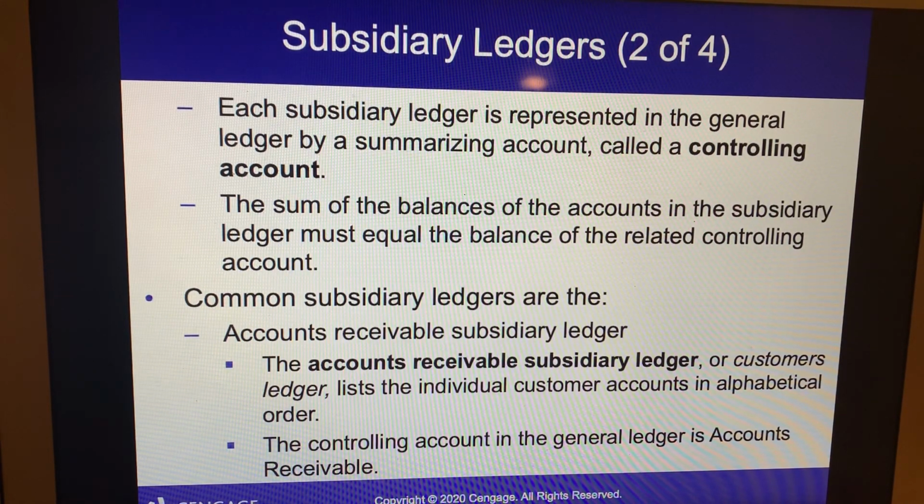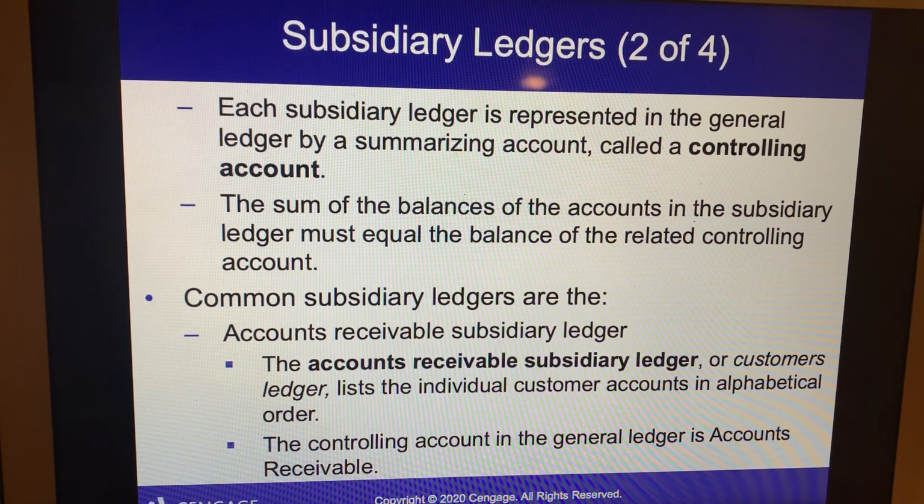Each subsidiary ledger is represented in the general ledger by a summarizing account called a controlling account. The sum of the balances of the accounts in the subsidiary ledger must equal the balance of the related controlling account. Common subsidiary ledgers are the accounts receivable subsidiary ledger, or customers' ledger, which lists the individual customer accounts in alphabetical order.